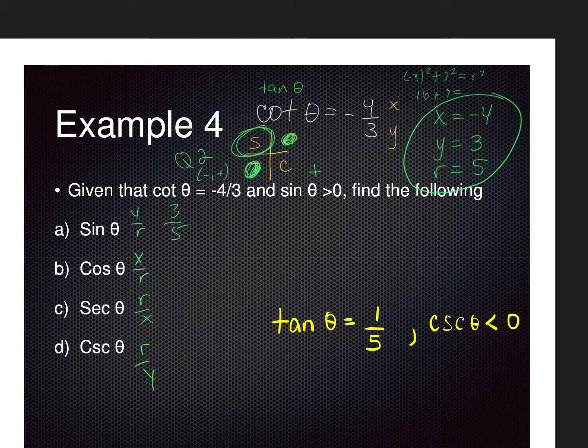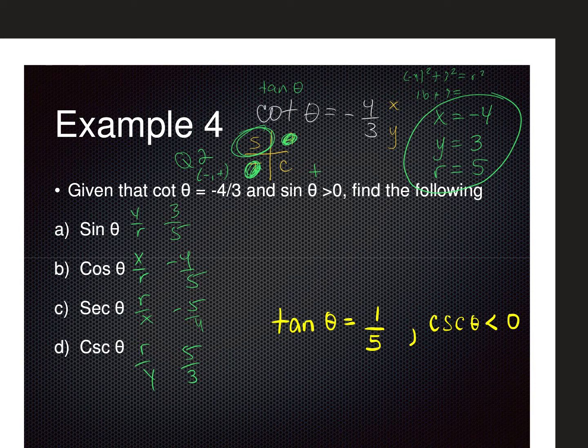What's the cosine? -4 over 5, okay. What's the secant? -5/4. And then what's the cosecant? 5 over 3, right? Once you know what the legs are and what the hypotenuse is and what the sines are, the trig function part is easy.